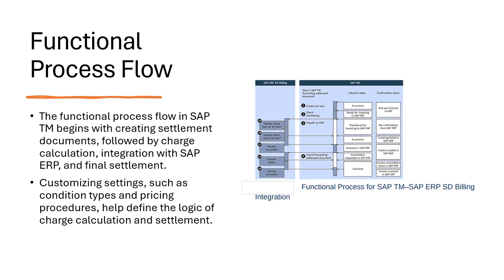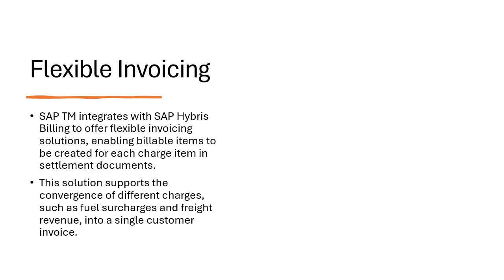It also shows how the forwarding settlement document is created, transferred, and invoiced in SAP ERP, with steps to manage errors, cancellation, and status tracking. Next is flexible invoicing. In SAP TM, it allows businesses to split charges into different settlement groups, which provides the ability to generate separate invoices for main transportation, accessorial services, and peripheral charges.